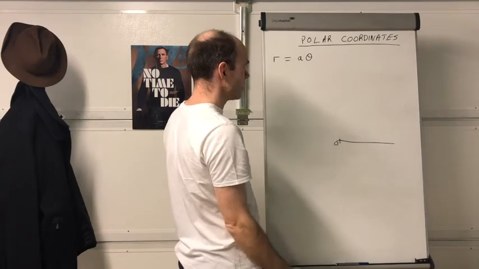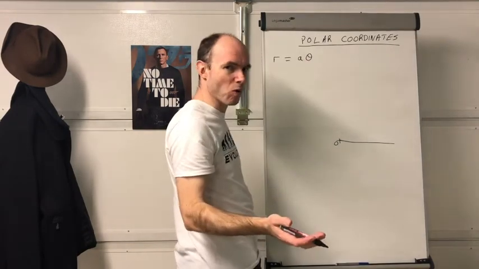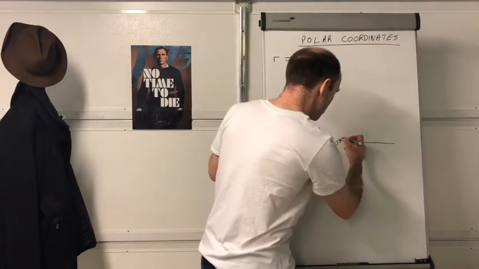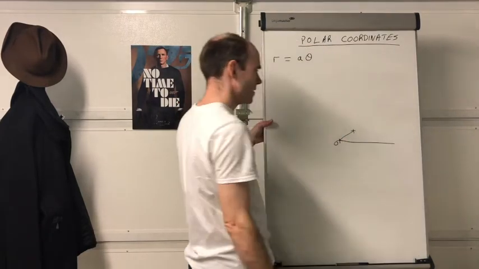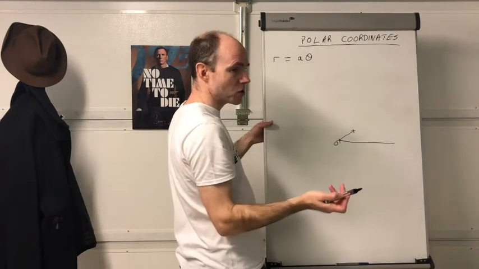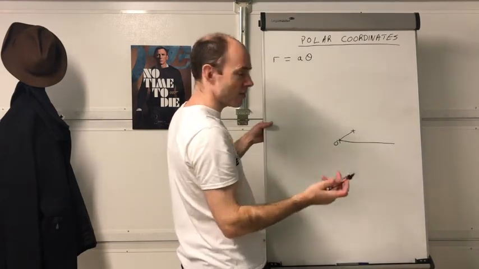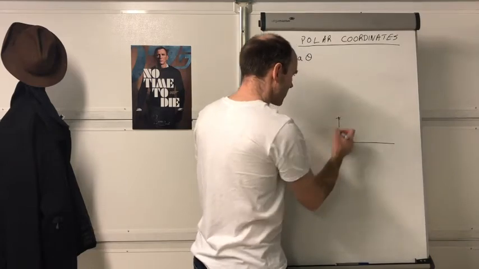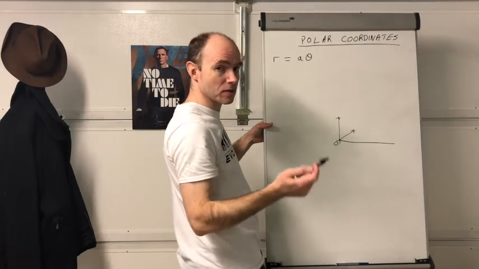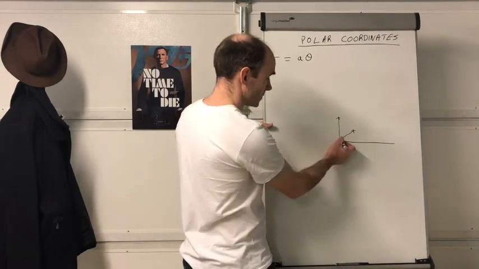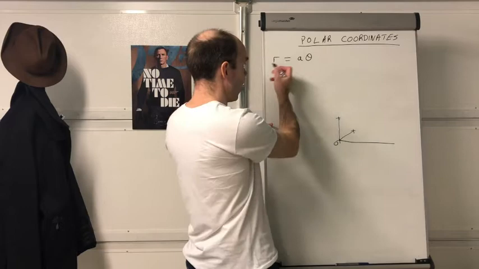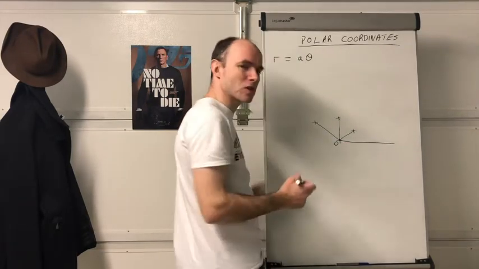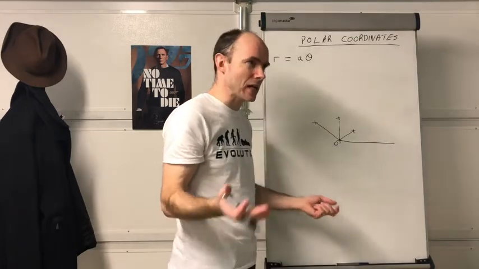Let's take another case. When theta is like pi over 4, r is going to be a times pi over 4. Okay, so some amount times by that. When theta equals pi over 2, r is going to be a times pi over 2. Okay, so it's going to be somewhere like that. When theta equals 3 pi over 2, okay, so somewhere there, then r equals a times 3 pi over 2.